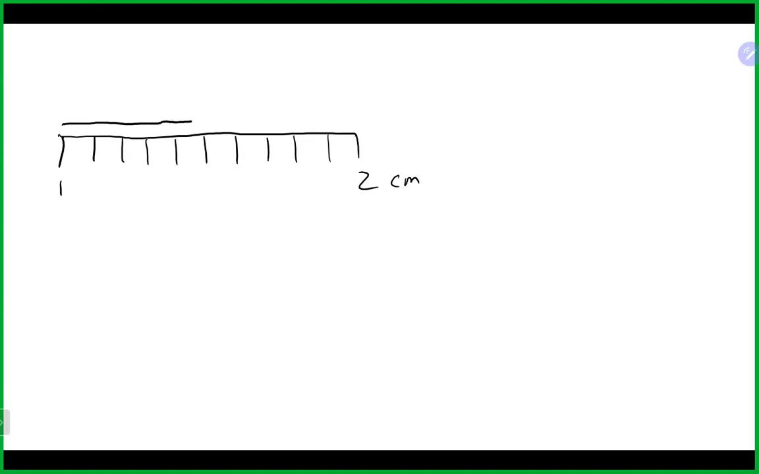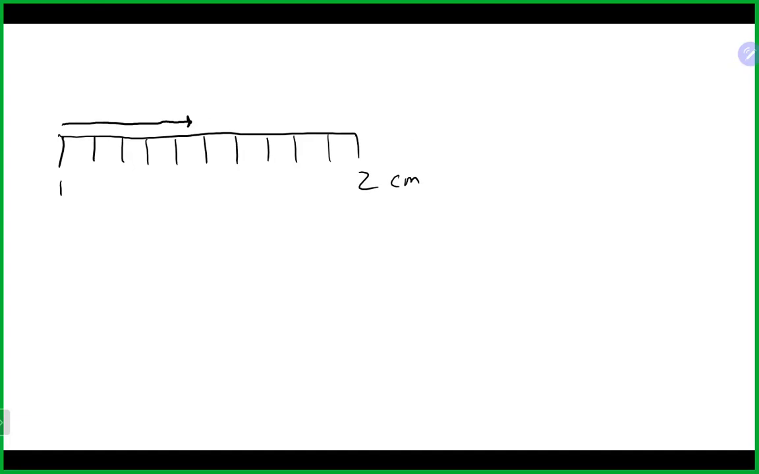So let us take a look at an example of this. Let's say we had a ruler. We'll call these centimeters. And let's say we were going to measure an arrow somewhere like that. Whenever you look at any type of measuring equipment, there's always going to be some type of uncertainty, some type of guessing or estimation that's going to occur when you take a measurement.